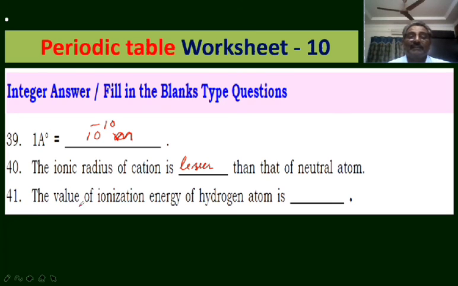Next, 41. The value of ionization energy of hydrogen atom is dash. The energy of electron in hydrogen atom is minus 13.6 electron volts. If the same amount of energy in the opposite direction is given to the electron, that electron will be just knocked out. So the ionization energy of hydrogen atom is 13.6 electron volts.